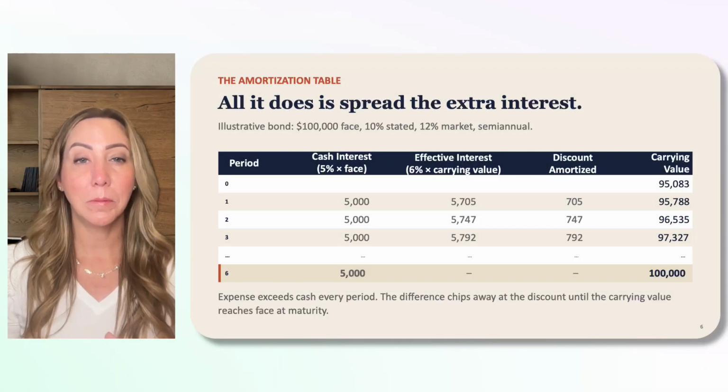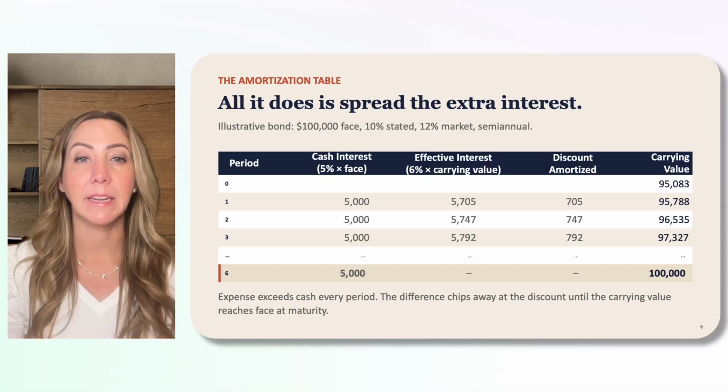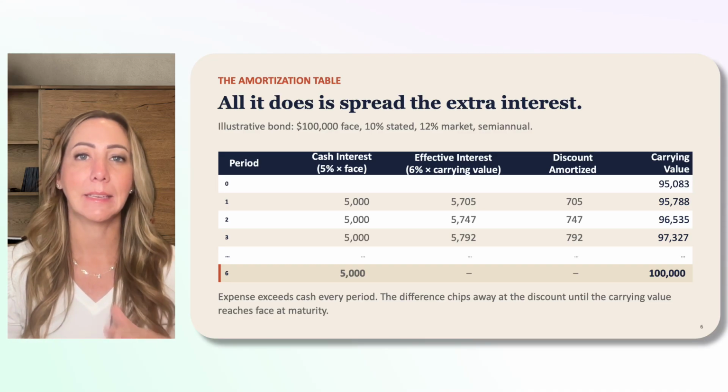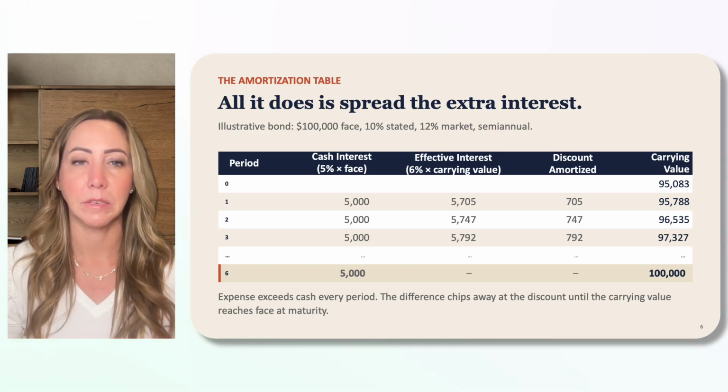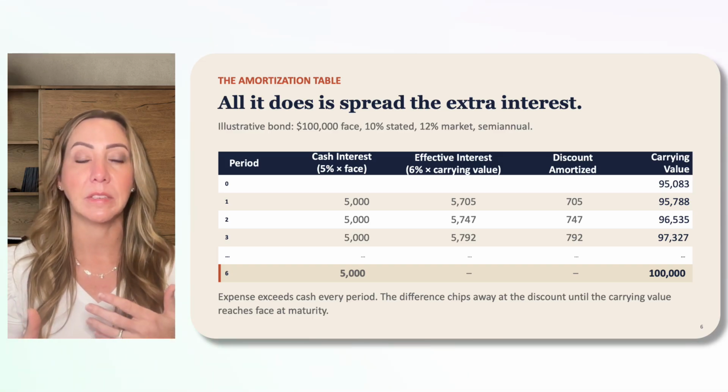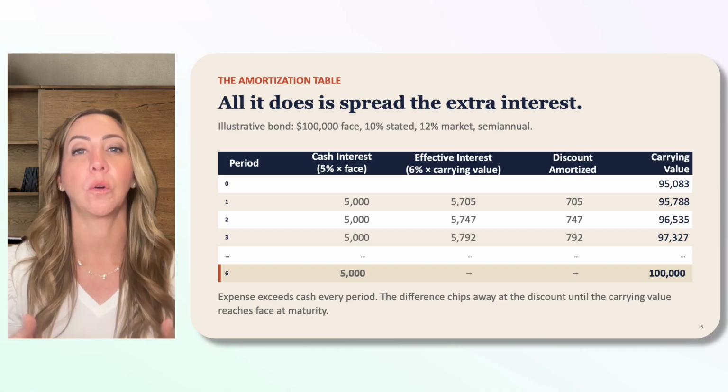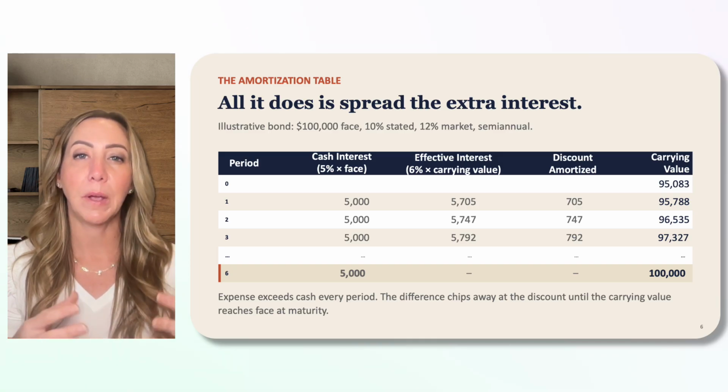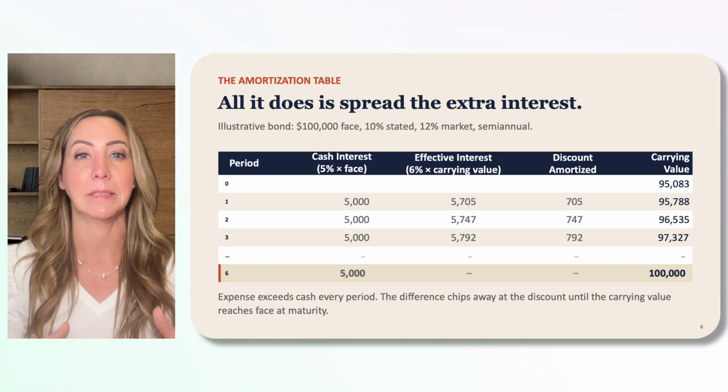To keep track of our math, we're going to use an amortization table. You may have seen one of these before, possibly in a finance class. We use them all the time to allocate loan payments to principal and interest. In this case, we're going to use it to allocate the extra interest that we incorporated in our bond price so that we recognize the correct amount of interest expense each period.